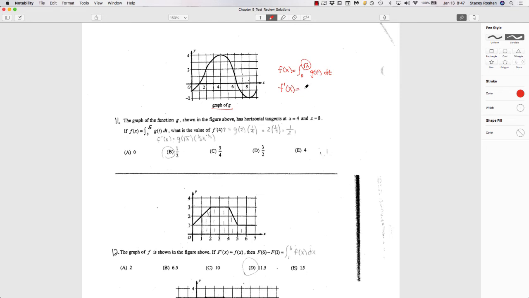So I'm going to plug that in, g of root x, and then chain it. So the derivative of root x is 1/2 x to the negative 1/2. This looks a lot like the last problem we just did. And they want us to find f prime of 4.